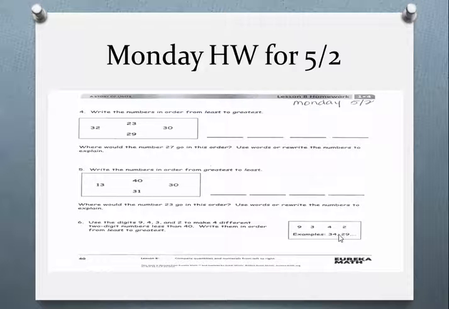So basically they made a 2-digit number by using 2 numbers from this box, which are 3 and 4. And they made this 2-digit number by using 2 and 9 from the box. Now you need to find 2 more 2-digit numbers from these numbers that are less than 40, and write those 2 2-digit numbers here. Next, order those numbers from least to greatest.